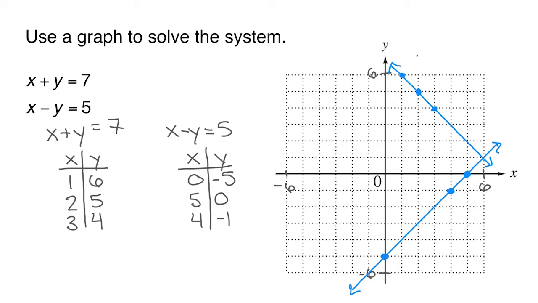So we've now graphed x plus y equals 7, and we've graphed x minus y equals 5. We find the point of intersection in order to find the solution to this system. That point of intersection is the point (6, 1). So our proposed solution is the ordered pair (6, 1). We need to check this solution by substituting 6 for x and 1 for y into each of the original equations.